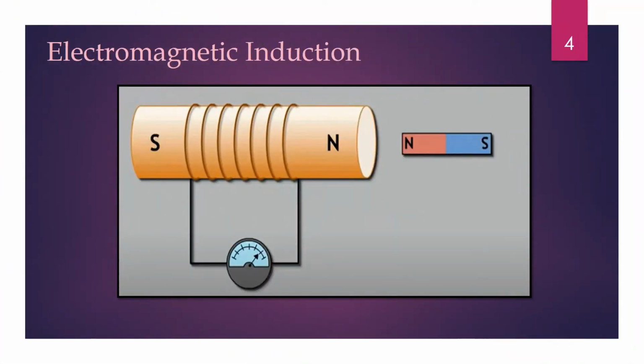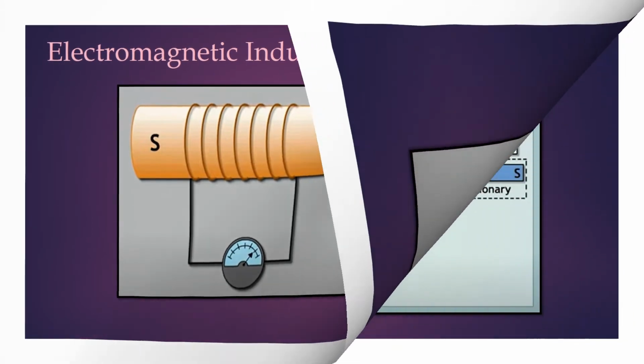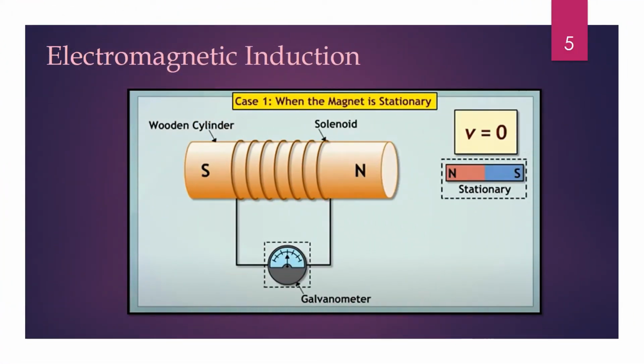Consider insulated copper wire wound on a paper or wooden cylinder so as to form a coil in the form of a solenoid. Connect the two ends of the coil to the galvanometer and place a magnet close to it. The reading of the galvanometer is 0 when the magnet is stationary.